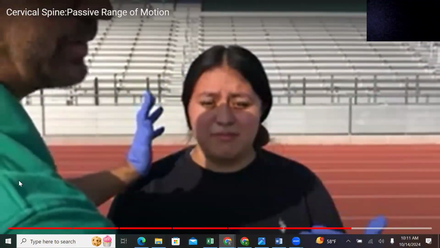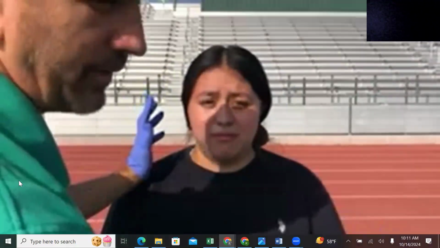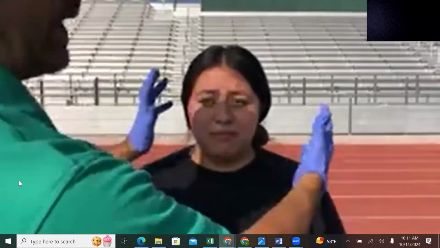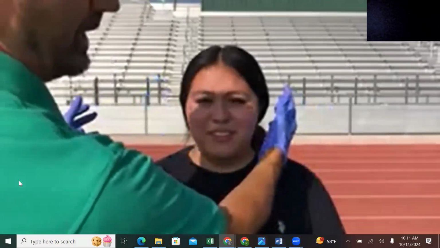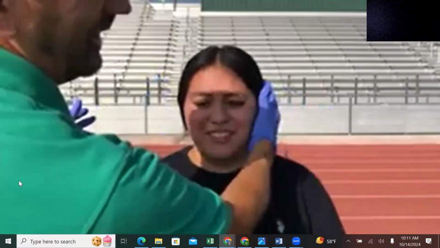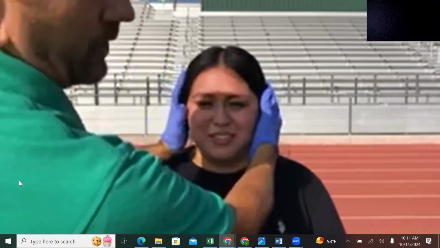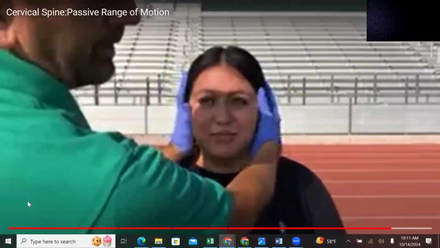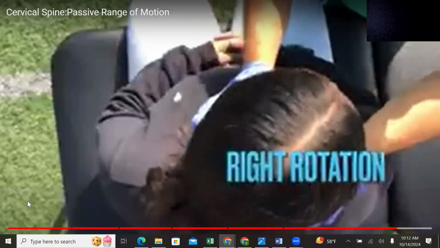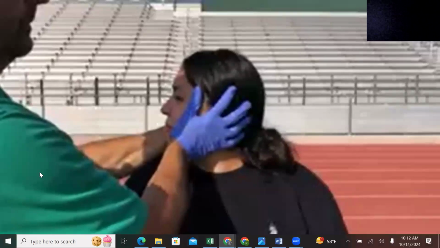I've just switched positions of my body to move to the other side of the athlete. And now my right hand is on the left side of her head, covering her left ear. And my left hand is on the right side of her head, covering her right ear. You let me know if there's any pain with this. No.